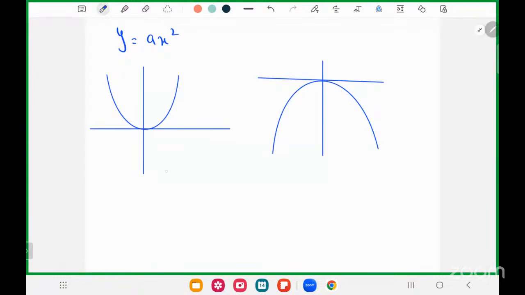So if a is greater than 0, it is a minimum curve and it will have this shape. And if a is less than 0, it's a maximum curve and it will have this shape. I hope this is clear.